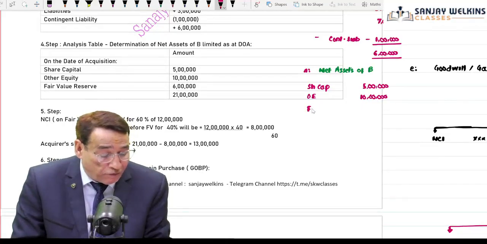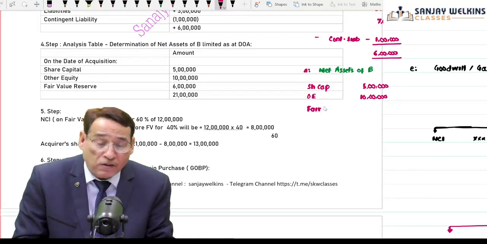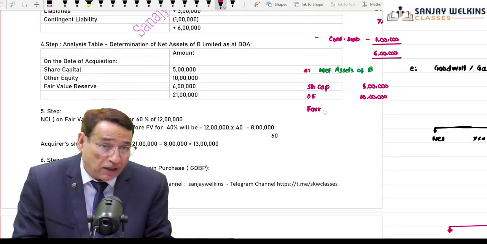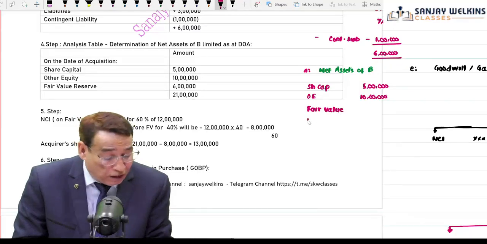So this fair value reserve is also considered as part of other equity. That is why, in order to compute the net assets, you will take that into account. So fair value gain or fair value reserve, whatever you may like to write.